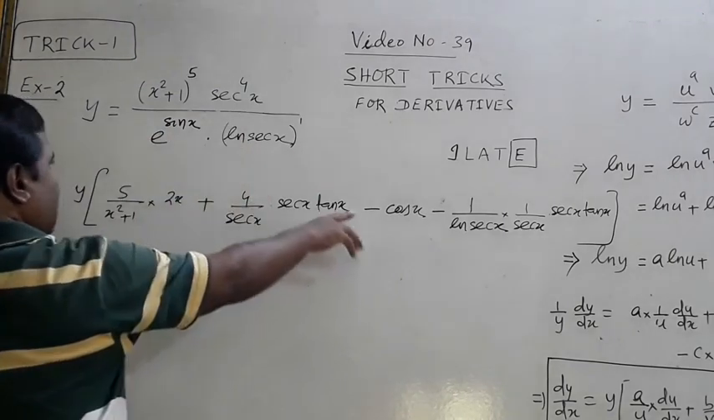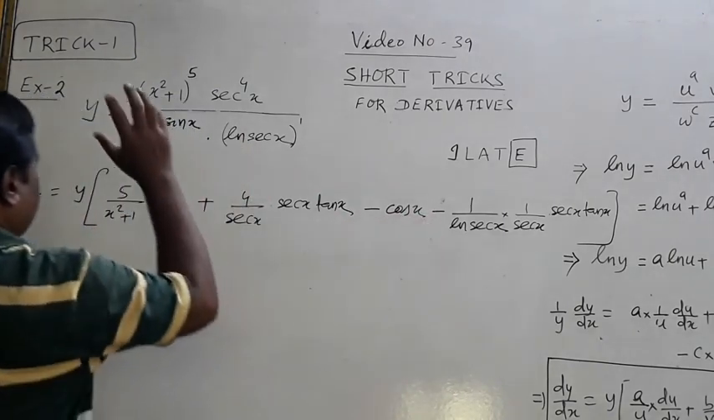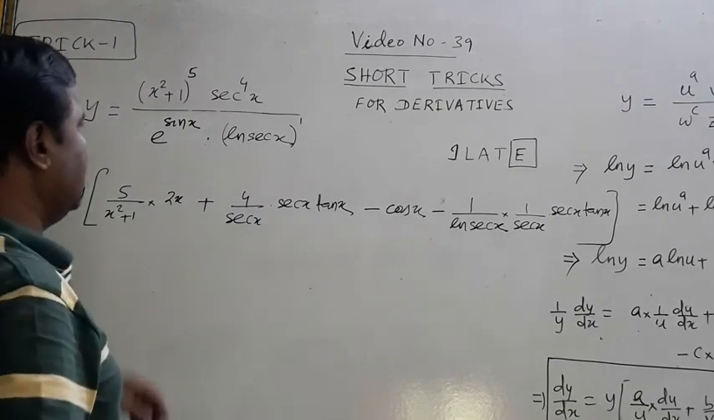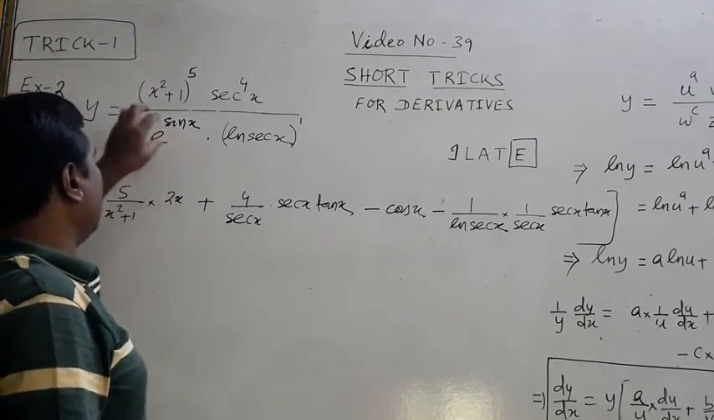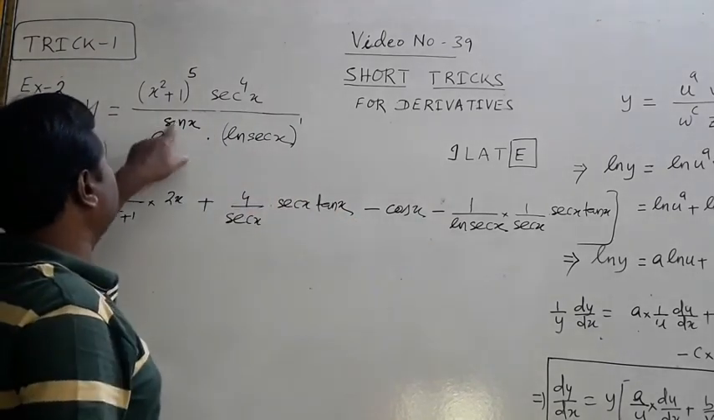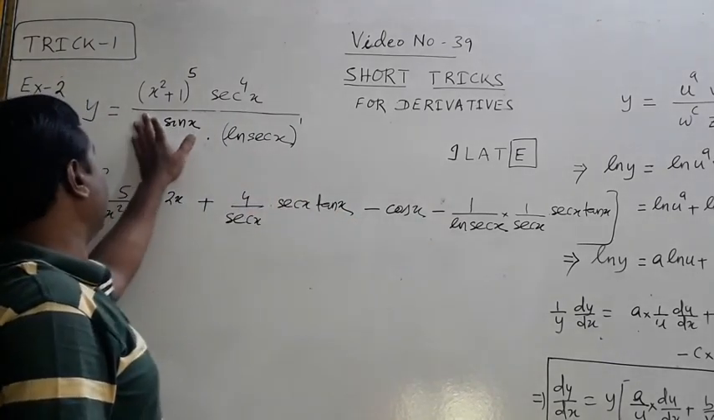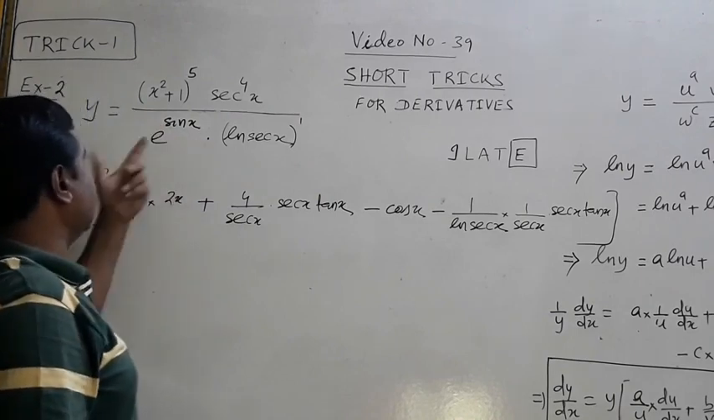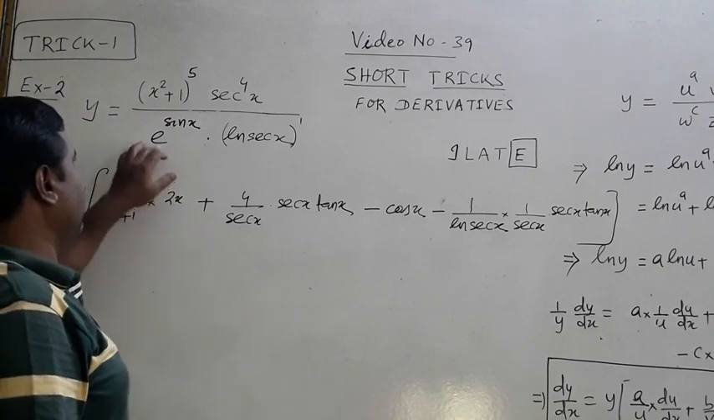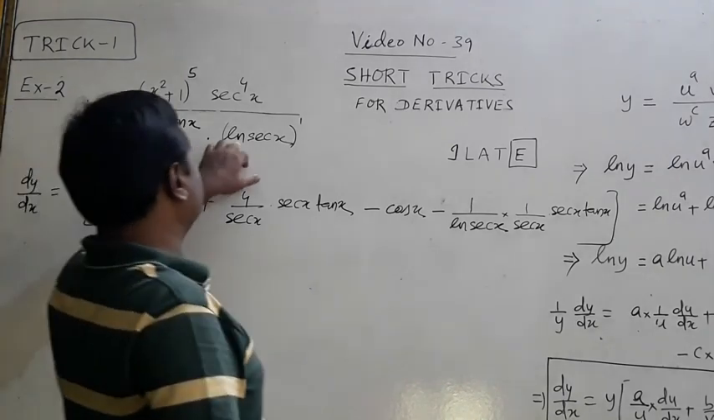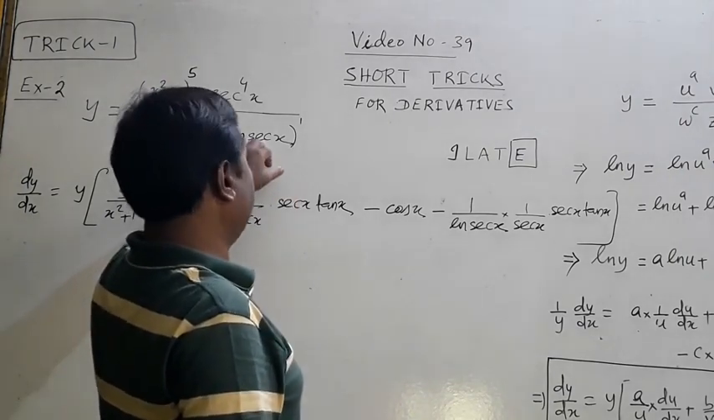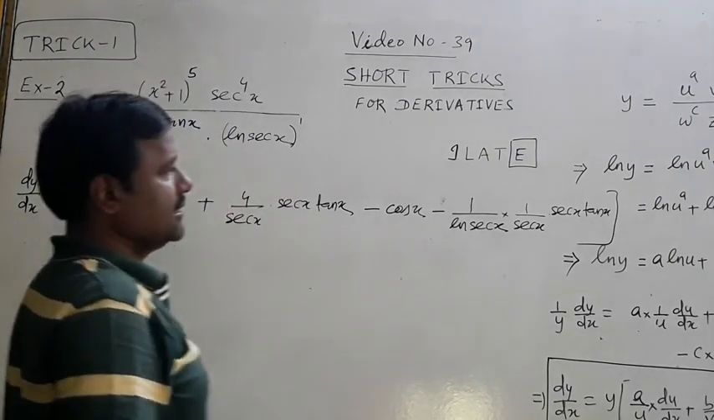For the denominator part, you have to take a minus sign. For the exponential function e to the power sin x, you should take only the derivative of sin x, only the derivative of the exponential part. You should not mark any other thing. And you know it is 1 by ln sec x into derivative, which is 1 by sec x into sec x tan x.